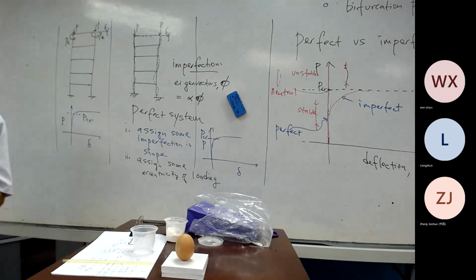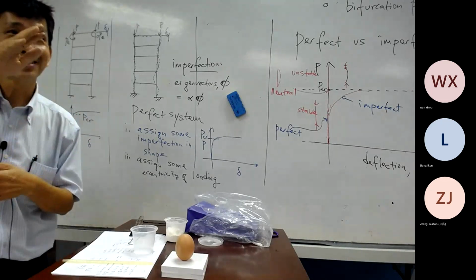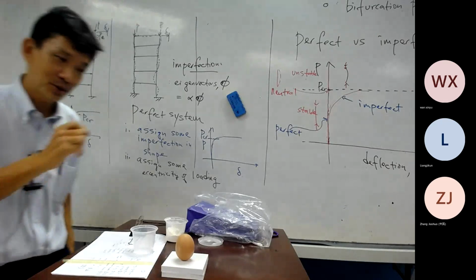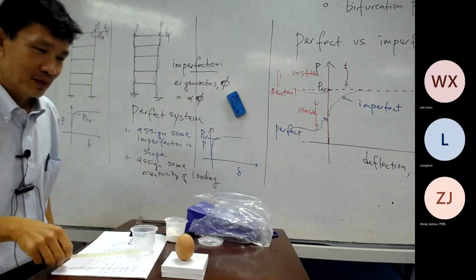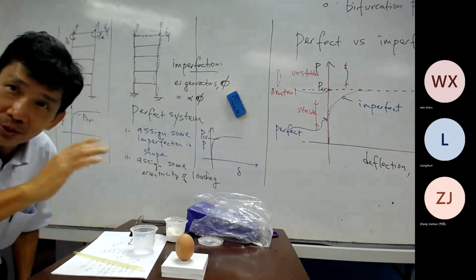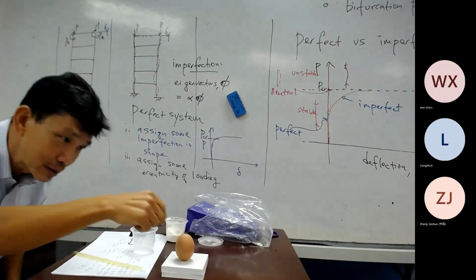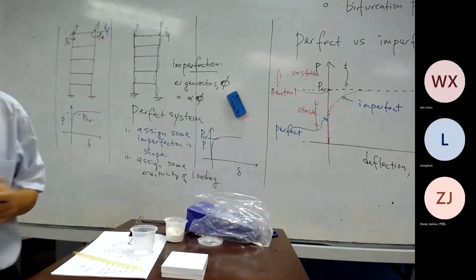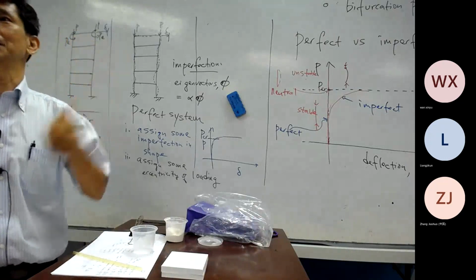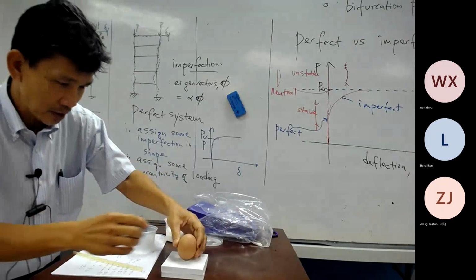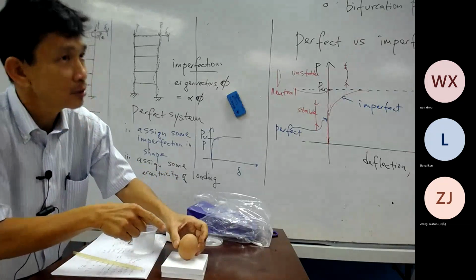Unstable. Neutral. Unstable. So now I disturb this, just a slight disturbance only. Neutral means it will stay like that with a slight disturbance. So this is unstable. Neutral cannot be, because neutral means if I disturb this, it will stay like that.